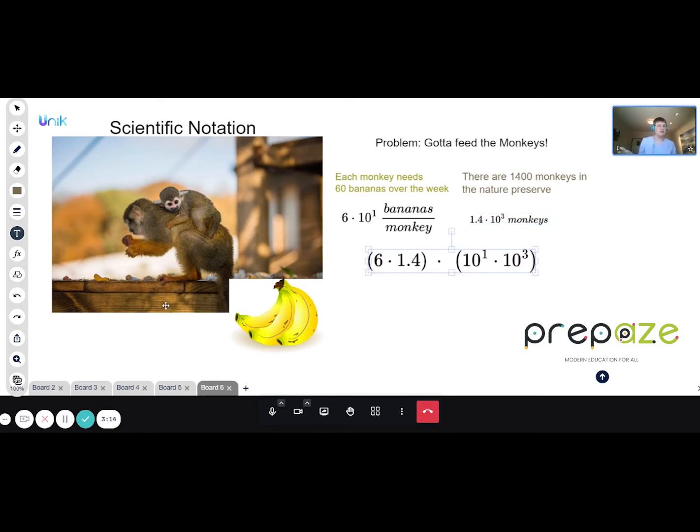The equivalence of our numerators in this situation is going to be our representative numbers. So 6 times 1.4 is going to be multiplying our numerators together. And then for our denominators, or our powers of 10, we're going to be multiplying those together. Recall one of our properties of exponents is if we're multiplying two powers that have the same base, we add those powers together. So 10 to the first times 10 to the third is the same thing as 10 to the 1 plus 3 for a total of 10 to the fourth.